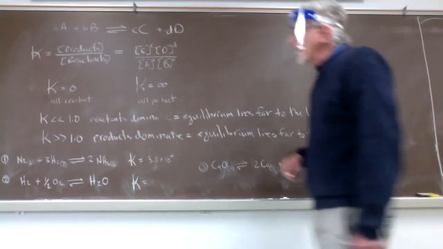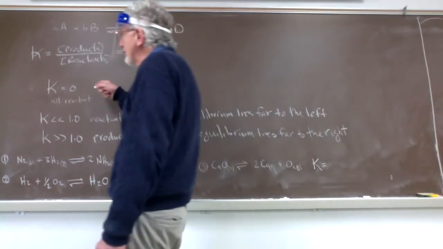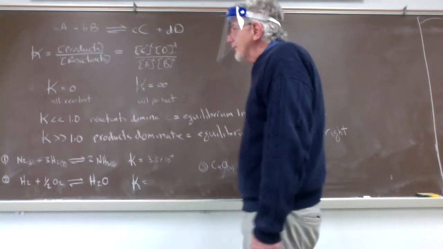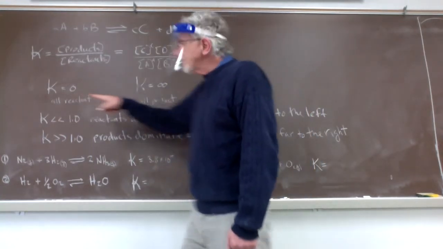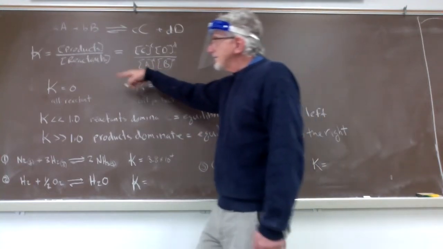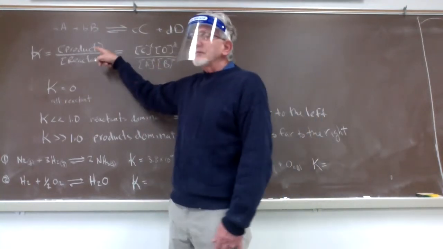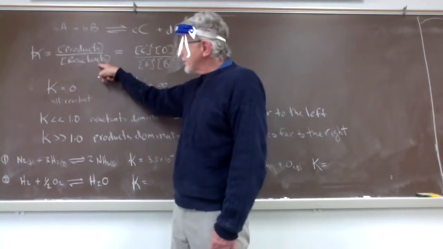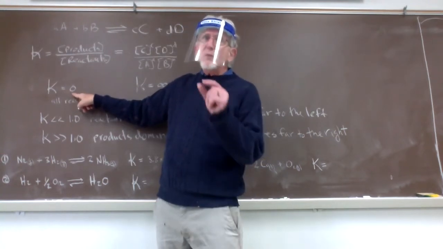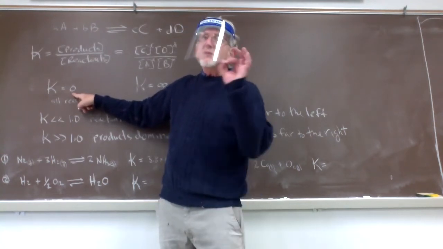Now we talked about the fact that that equilibrium constant value has a range of possibilities, and the range goes from 0 up to infinity. And keeping in mind that K, the equilibrium constant, is the concentration of products over reactants, the minimum value, the smallest value of the equilibrium constant, is 0.